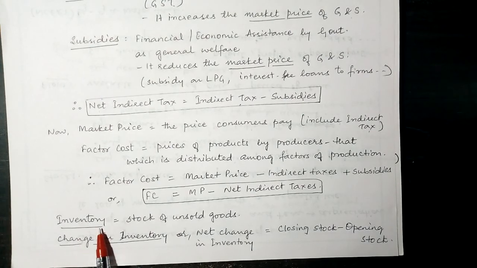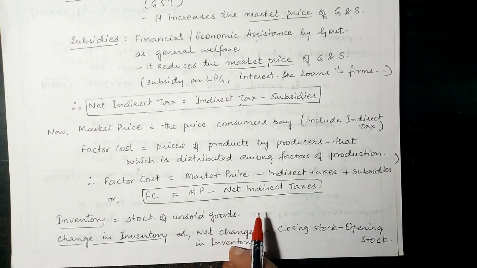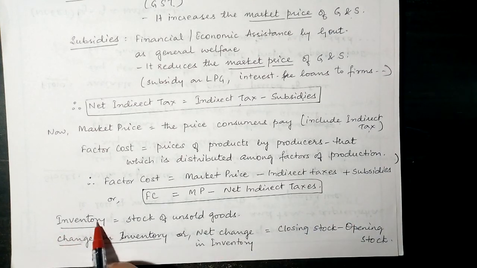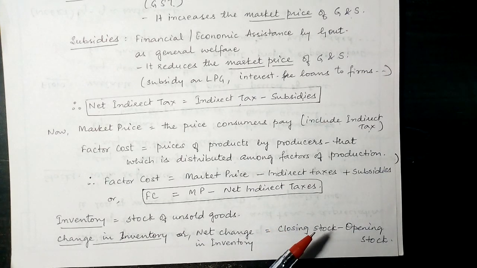Then we have the inventory. What is inventory? It is a stock of unsold goods. The stock of unsold goods would mean that it could be finished goods, semi-finished goods or raw materials which a firm carries from one year to the next. That's called inventory. This inventory is measured at a given point of time. And what did we learn? That which is measured at a given point of time is called stock. So, inventory is a stock variable.